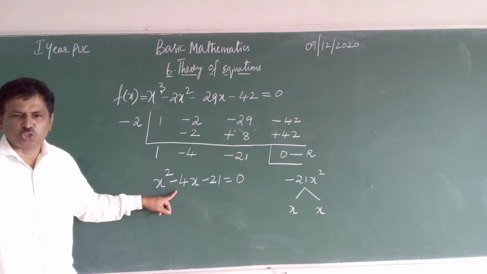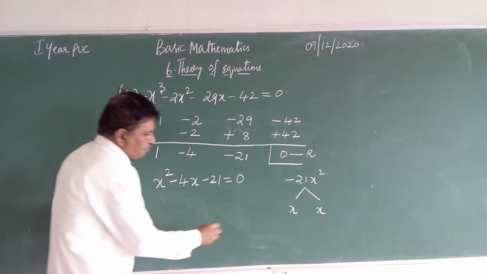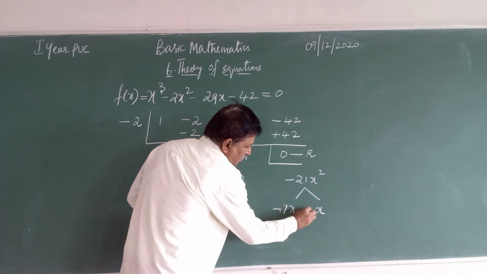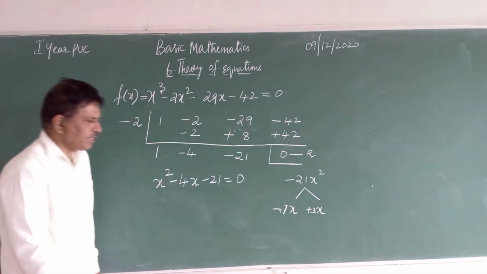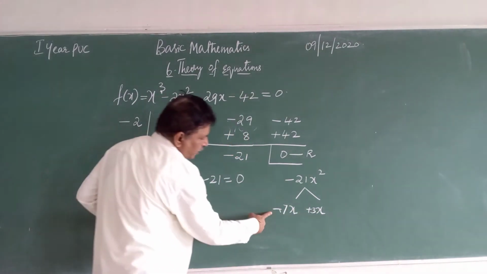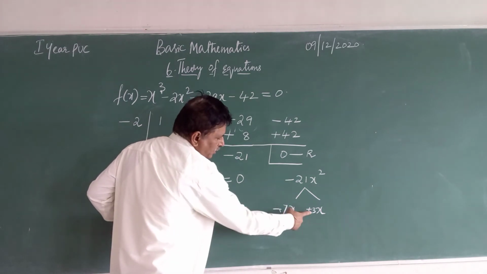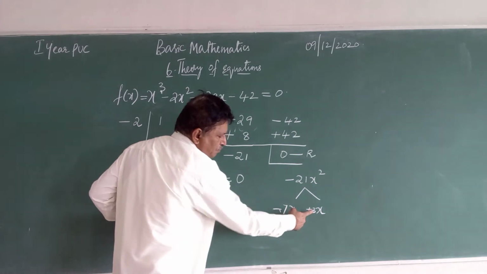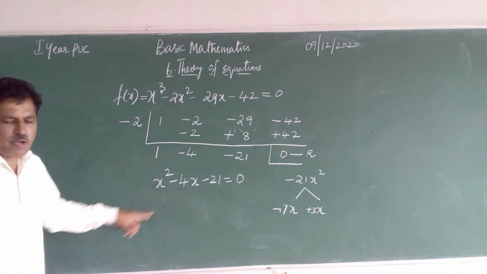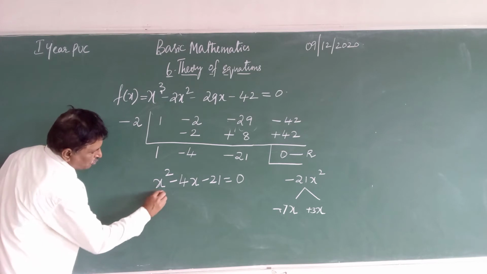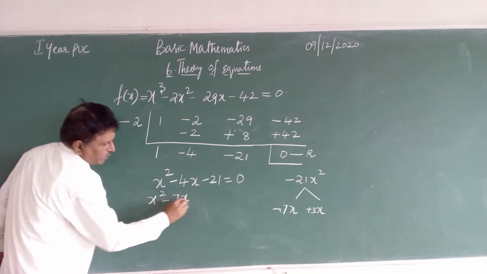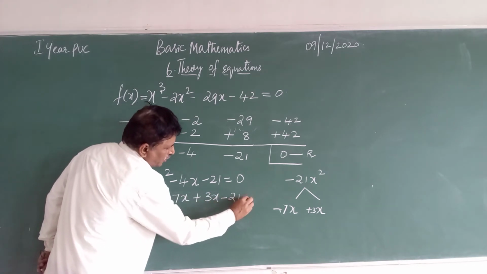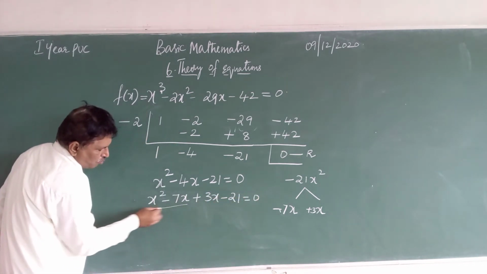Can anybody tell what those terms are? You can take minus 7 and plus 3. Minus into plus, minus 7 threes are 21. Minus 7x plus 3x will give you minus 4x. So x square minus 7x plus 3x minus 21 equal to 0. These two are one term.